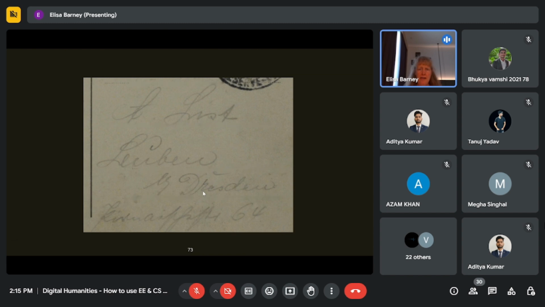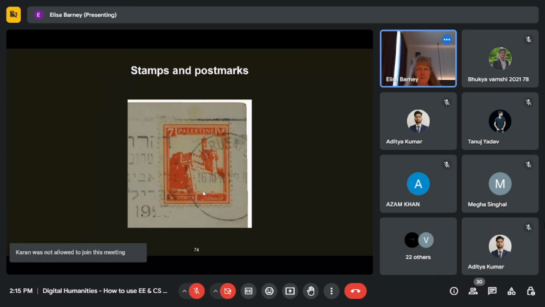And when we know where the line is, we can also digitally remove it so that it's then easier to focus on the text and not get mixed up as to what's text and what's line as we're trying to actually read that text. The stamps and postmarks always overlap each other.